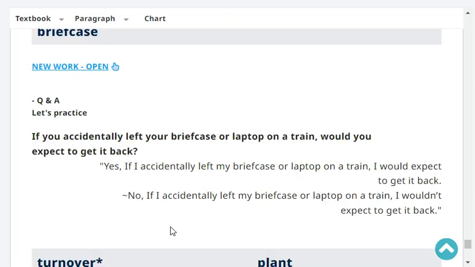Very good. If you accidentally left your briefcase or laptop on a train, would you expect to get it back? Yes or no? Yes. If I accidentally left my briefcase or laptop on a train, I would expect to get it back.